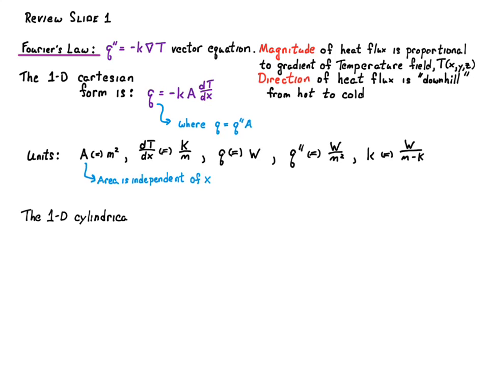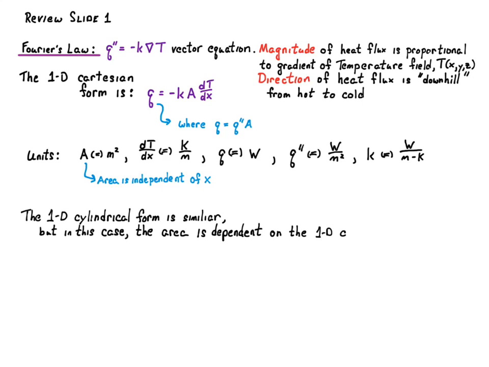Now we can also write Fourier's law in 1D cylindrical form, and in this case, however, the area that we're going to be looking at, the area of a cylinder, is going to be dependent upon the one-dimensional coordinate in this system, which in this case is r. So we're going to be able to write area as 2πrL. L is going to be the length of the cylinder, so there's going to be no variation of temperature in that direction, and sometimes we will report the heat rate as per unit length.